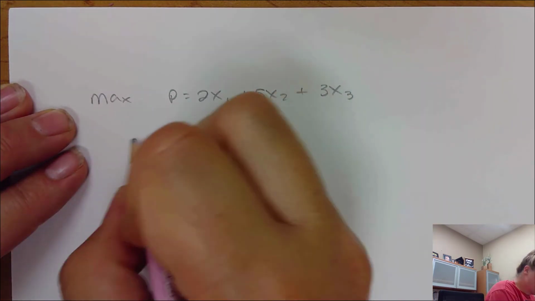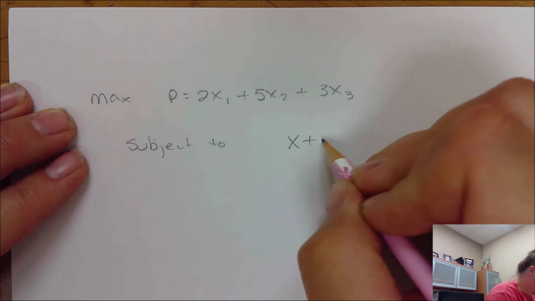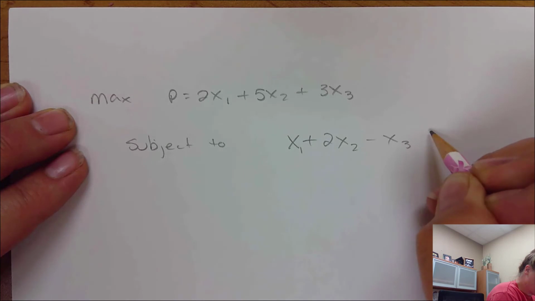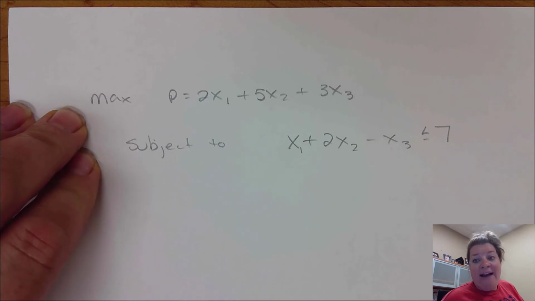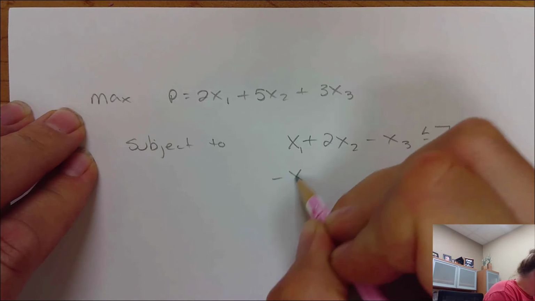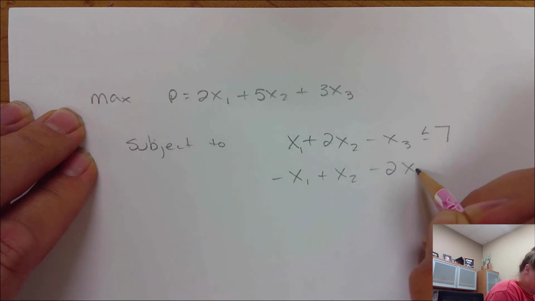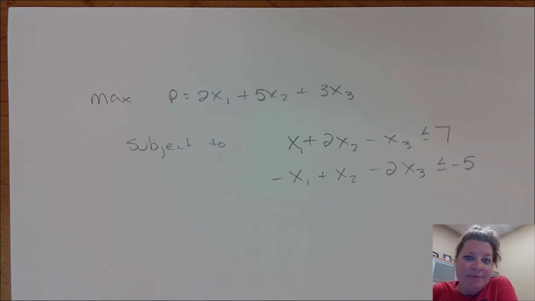and it's subject to x1 plus 2x2 minus x3 is less than or equal to 7. It's a max. Can you have less than? Yeah, it's a standard constraint. We're okay. But what if I then have negative x1 plus x2 minus 2x3 is less than or equal to negative 5? Is that constraint okay? No, I can't have the negative 5 on the other side. Okay, so we'll have to fix that one.